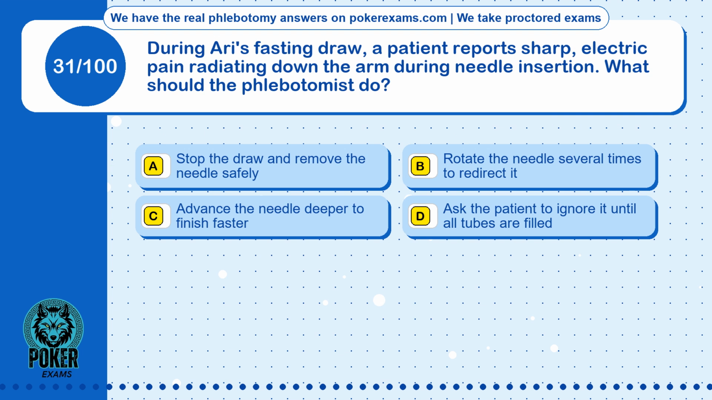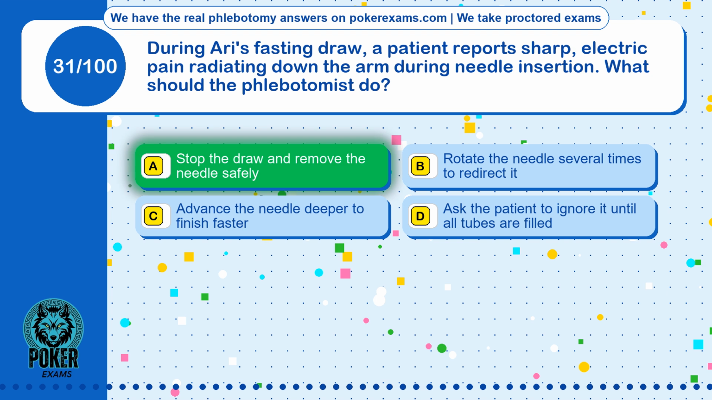Question 31. During Ari's fasting draw, a patient reports sharp, electric pain radiating down the arm during needle insertion. What should the phlebotomist do? Option A. Stop the draw and remove the needle safely. Option B. Rotate the needle several times to redirect it. Option C. Advance the needle deeper to finish faster. Option D. Ask the patient to ignore it until all tubes are filled.